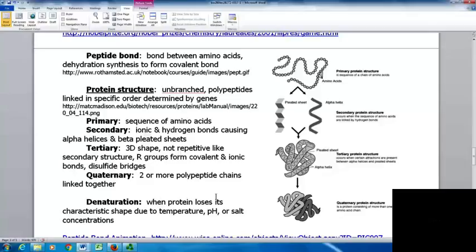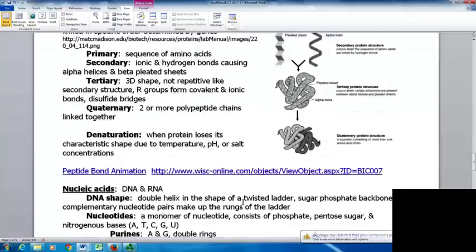Denaturation is when a protein loses its characteristic shape. This is due to changes in temperature, pH, or salt concentrations. This is an animation of a peptide bond forming here.